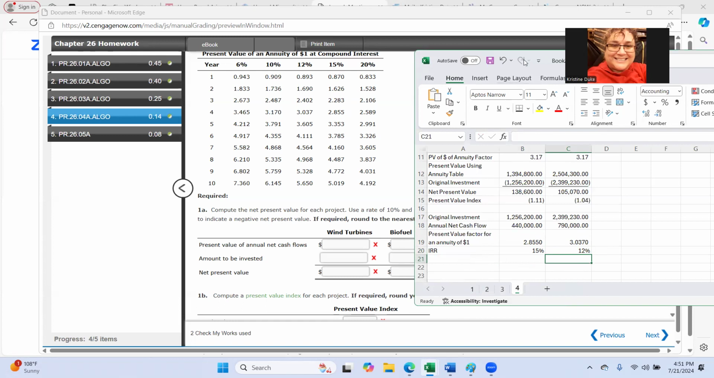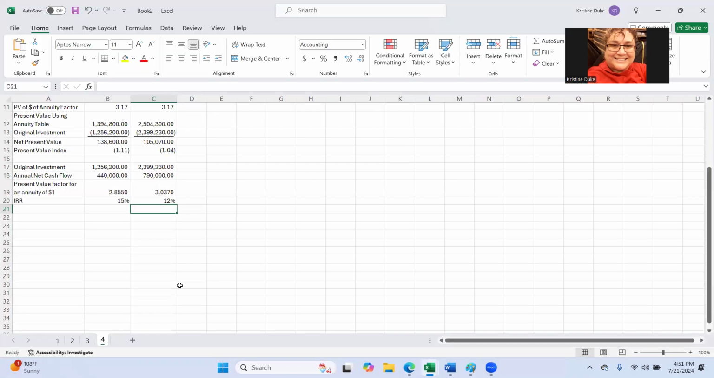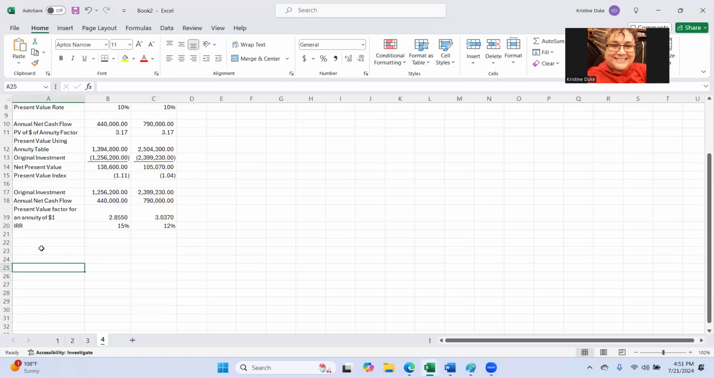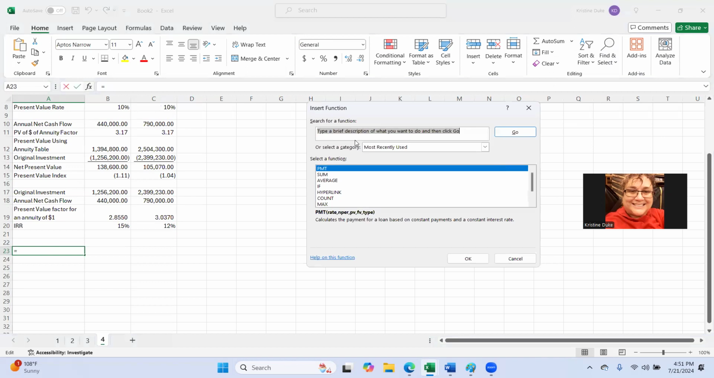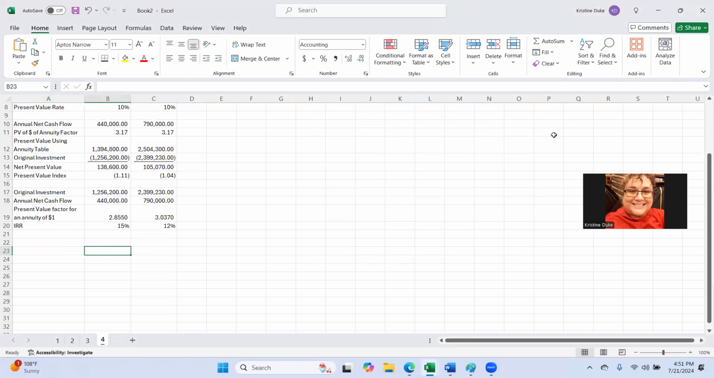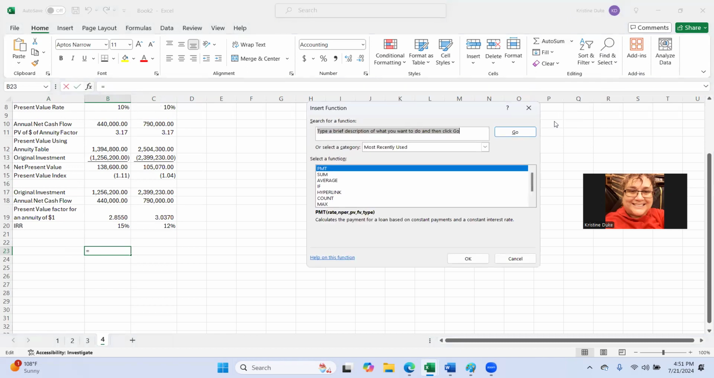Now, there's another way to do this, and let me see if I can remember how to do it, because I only have to do this like once a semester. But you can go in here and put this down. And more functions. Go ahead and type in internal rate of return. There you go. Okay, IRR. So let's go figure it out. Actually, I don't want to do it right there. I'm going to do it right here. You guys know how I am. So just bear with me.